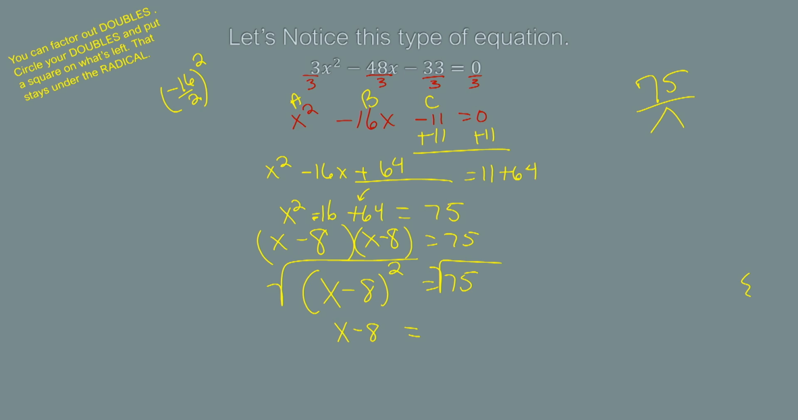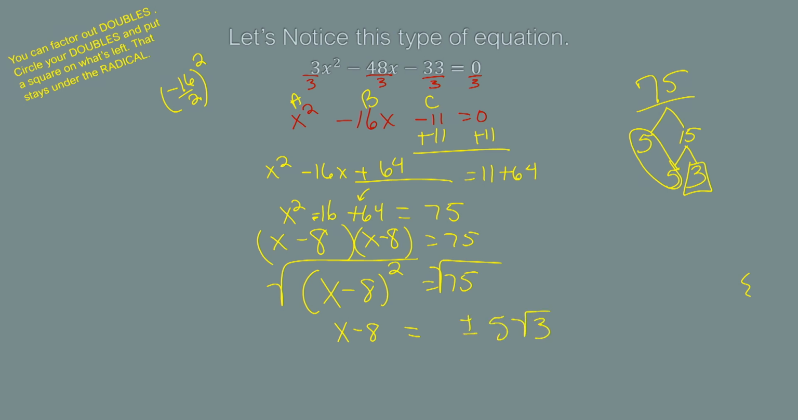So what are my factors of 75? Well, I've got 1 and 75, obviously, but I've also got 5 and 15. Well, 5 is a prime number, but 15 is not. So I can pull out a 5 and leave a 3. So I have plus or minus 5 square roots of 3.